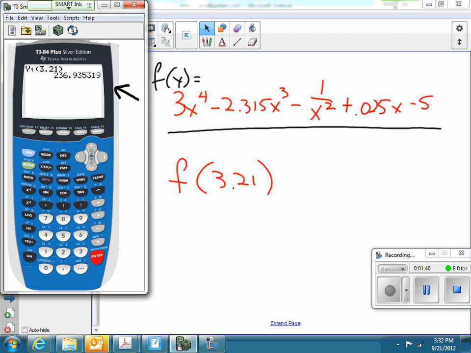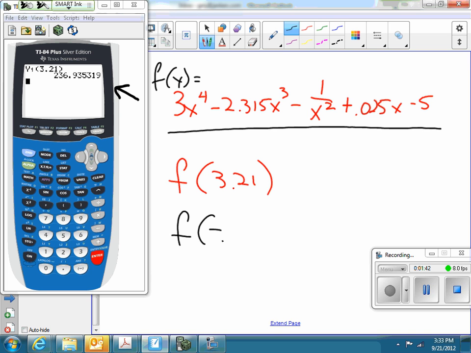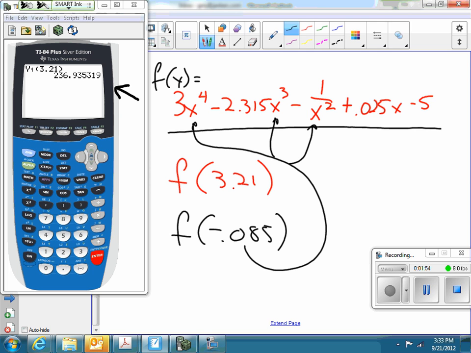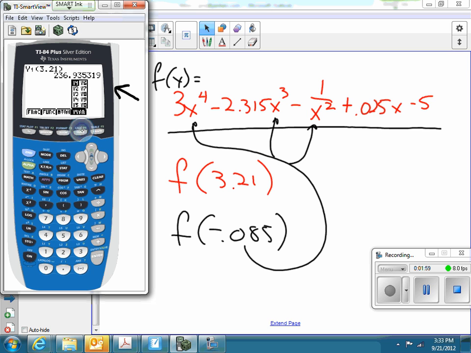And if I wanted to evaluate f for negative 0.085, again, it would be a monster calculation if I had to plug negative 0.085 in for every single x in this polynomial. I can just go alpha F4, y1, parentheses, negative 0.085, close parentheses, enter, and it gives me the answer. So it's a much easier way of evaluating expressions than by plugging in numbers.